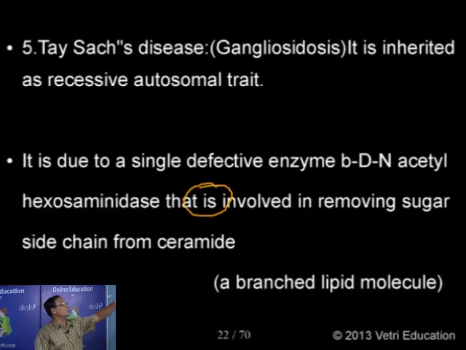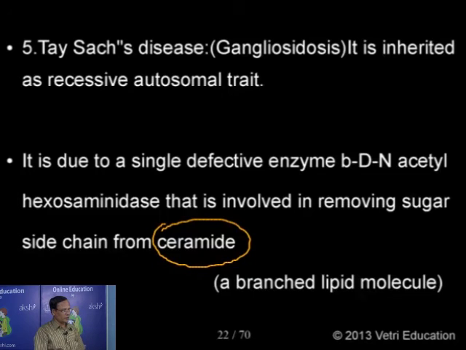Now this is number 5, you have Tay Sachs disease. It is also called gangliosidosis. And normally, one galactolipid, what we call ceramide. Ceramide is a galactolipid. Or we can say it is called ganglioside. It is a kind of sphingolipid. So ceramide, a branched lipid molecule, it is having a sugar side chain. That's why it's called galactolipid. So it is also called ganglioside, and that's why the disorder is called gangliosidosis.